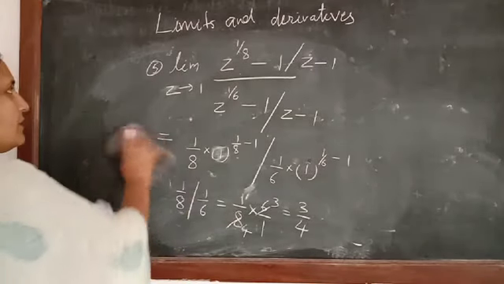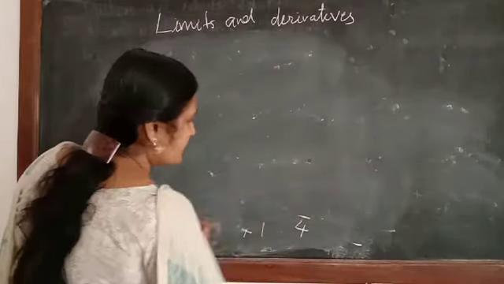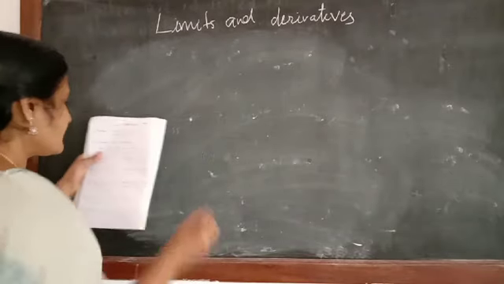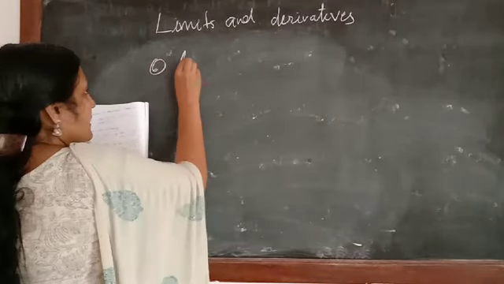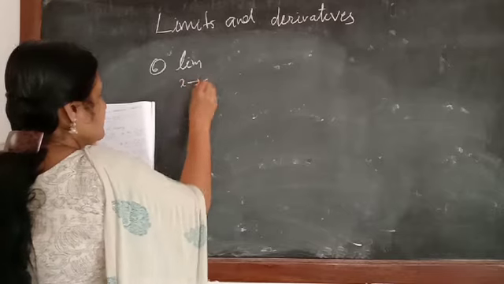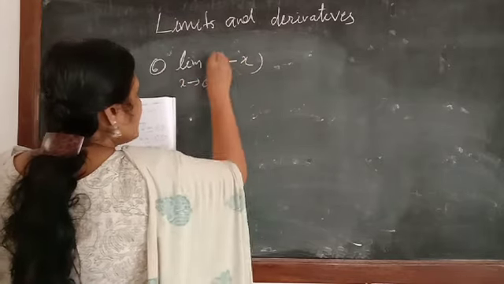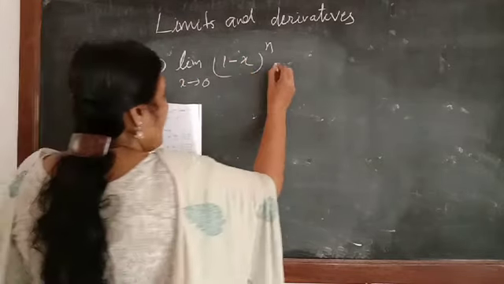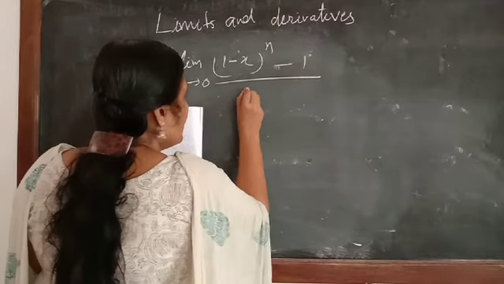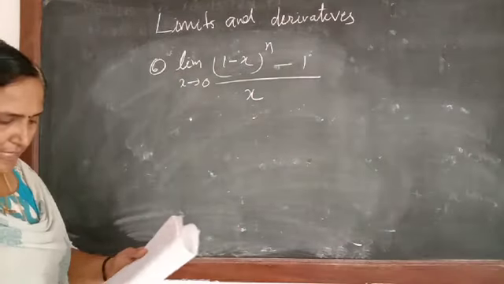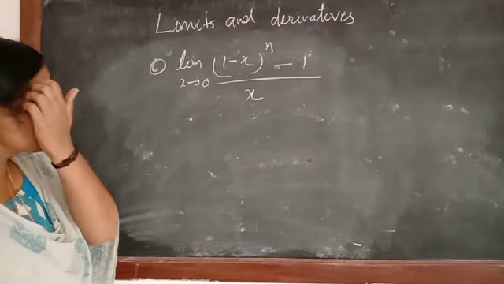Now next, question number 6. In question number 6 it is written, evaluate limit x tends to 0, (1 minus x) whole raised to n minus 1 by x. Now just to check here the formulas which we discussed there.